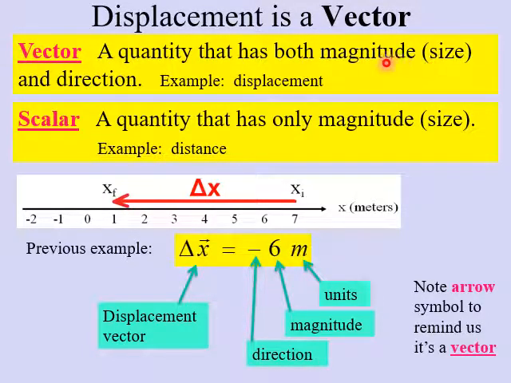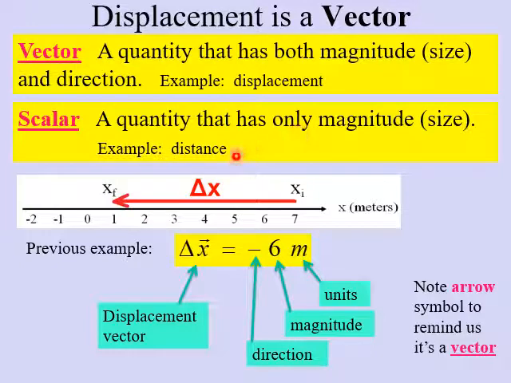The word magnitude, you can think of that as the size of the vector. In our example with displacement, the magnitude was the length. How many meters did the man or the woman actually move? The vector, of course, also has a direction. Did the person move to the right or did they move to the left? And that direction is captured by the sign in front of the number. A vector is different than other quantities that you're familiar with that are called scalars. A scalar is a quantity that has only magnitude and no direction.